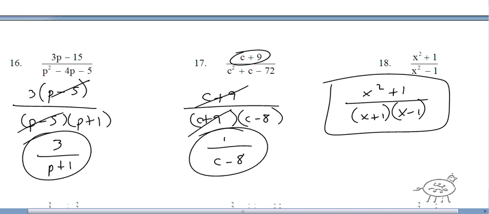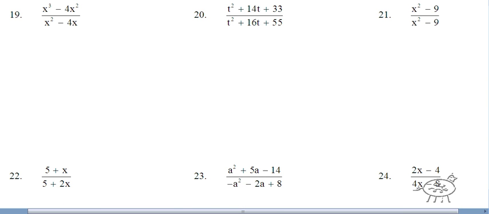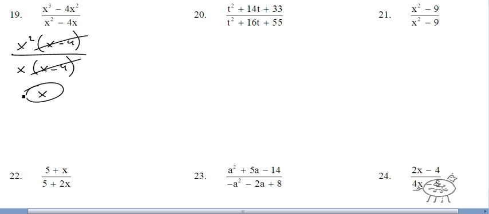Okay, number 19. I'm going to do a little factoring here. I'm going to factor out an x squared, and I get x minus 4. And on the bottom, I'm going to factor out an x. So the x minus 4's cancel. I have x squared over x, which is just x over 1, or x. Not bad.